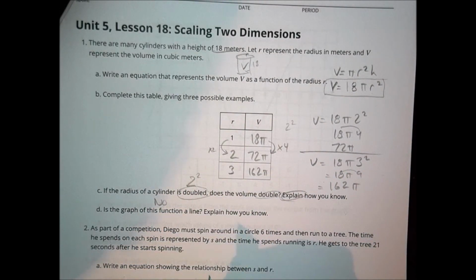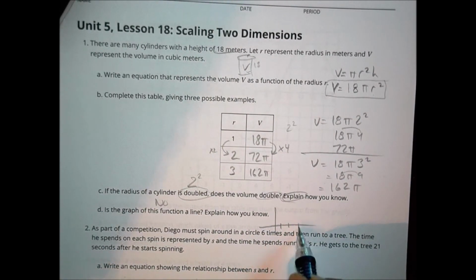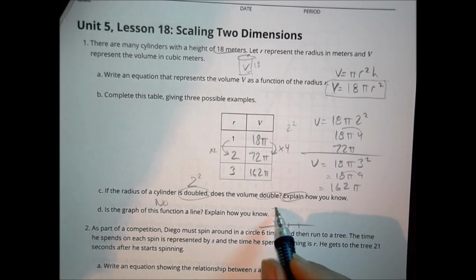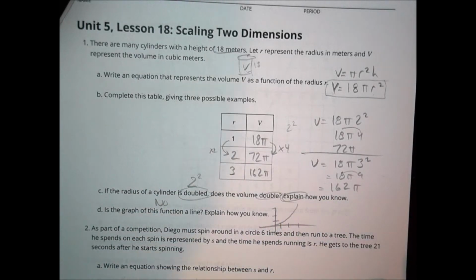Is the graph of this function a line? We would say nope, it's not going to be a line. Again, if we were to graph this out, 1, 2, 3, and maybe do some different points here, we would see this is going to have an upward curve. It's not a linear function. We can tell by the points that are there. It's not going to form a straight line.